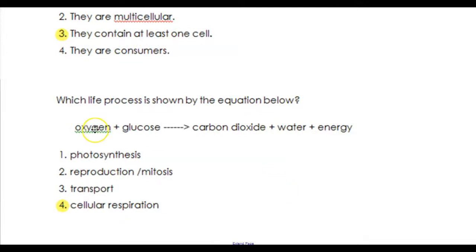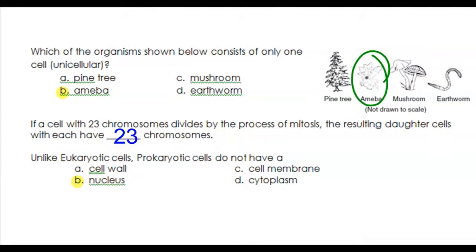In this equation, we've got oxygen and glucose making carbon dioxide, water, and energy. Is that photosynthesis or respiration? Respiration. Here we go. One of these is a unicellular organism made of only one cell, the little old amoeba. We've skipped this one, and we're doing eukaryotic cells, unlike prokaryotic cells. Don't have what? Okay, so prokaryotic cells are lacking the nucleus. Pro, no. No nucleus.